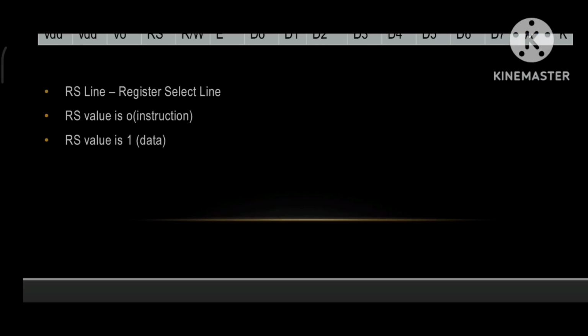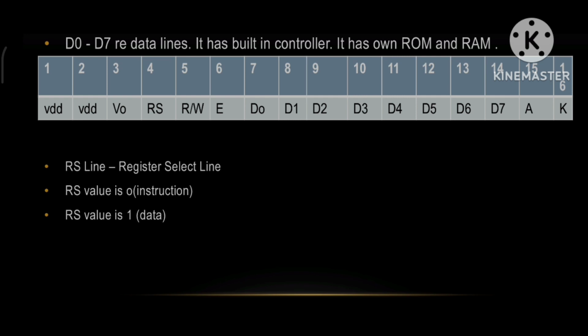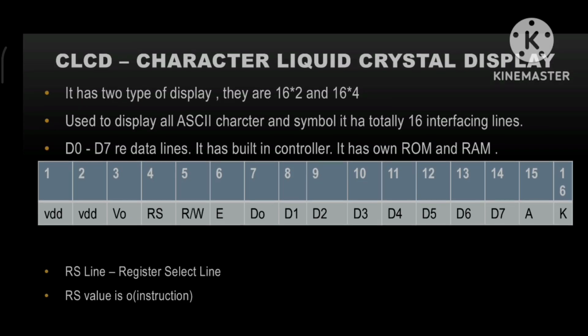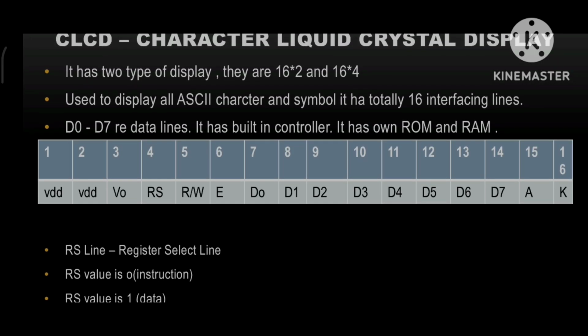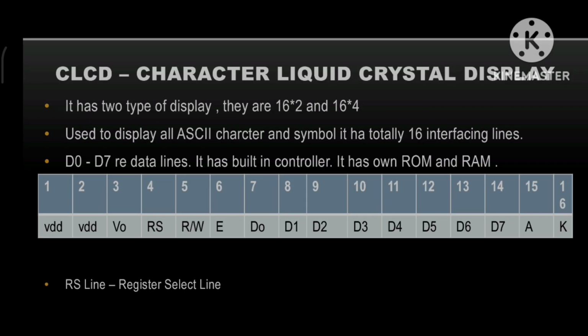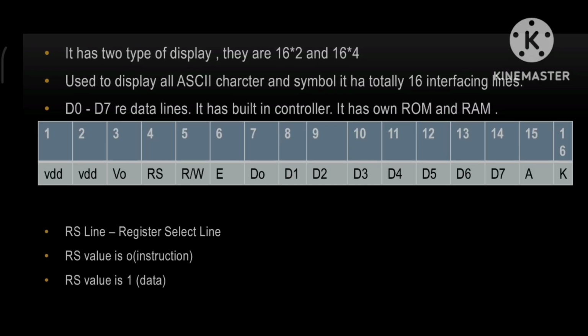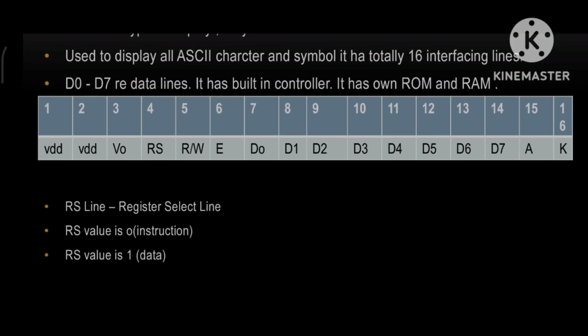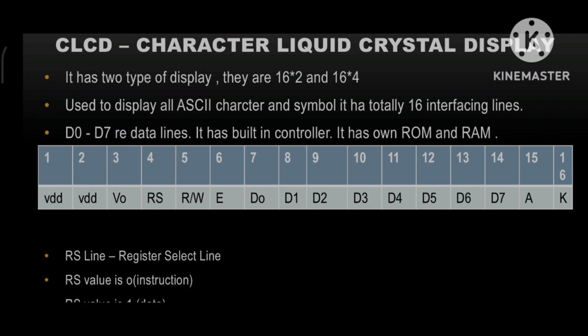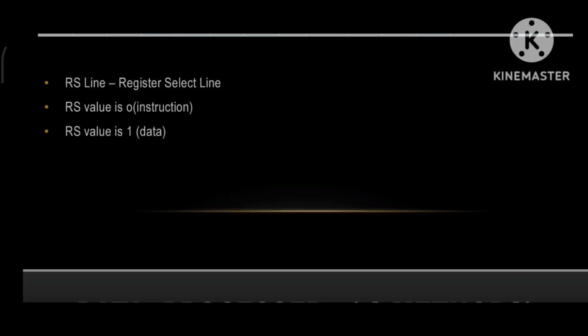If the RS value, the register select value, is 0, then the microcontroller is providing an instruction. How can the CLCD know whether we are providing data or an instruction? If the register select value is 0, then the CLCD understands it as an instruction. If the register select value is 1, then the CLCD understands it as data.